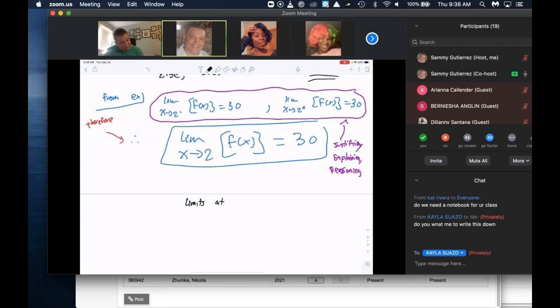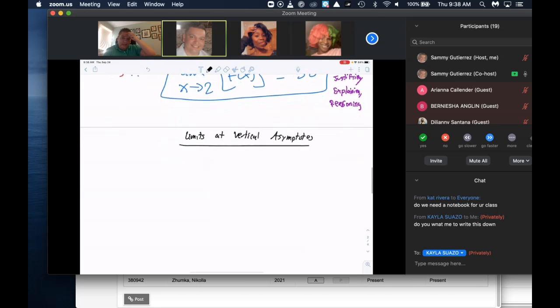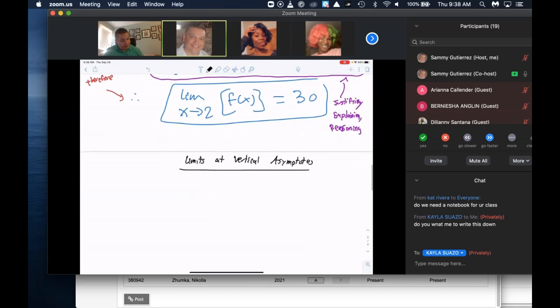Limits at vertical asymptotes. So a vertical asymptote happens when, and we're going to go into graphs on Friday and Monday, a vertical asymptote might look something like this, right? So you've seen vertical asymptotes in your previous math courses, and the graph blows up. It gets really, really, really big. Okay. Let's say that this is the graph of y equals f of x.